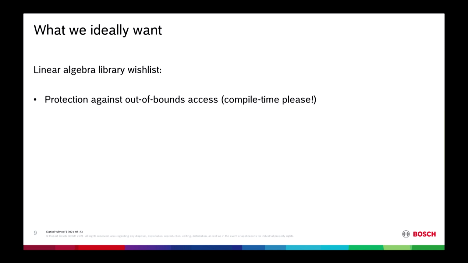From that, I came up with my linear algebra library wish list, so what I would like to have ideally from a linear algebra library. First of all, I would like to have a protection against out-of-bounds accesses at compile time, of course, not at runtime. I would like to have expressive and enforced names for all vector and matrix entries, meaning it should no longer be possible to just take an element 2 of a vector. You should always have to mention what's the content of that index.